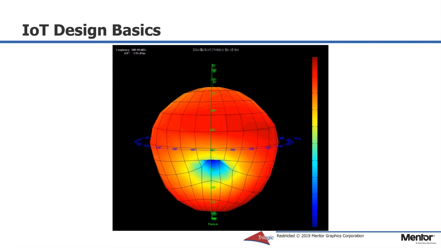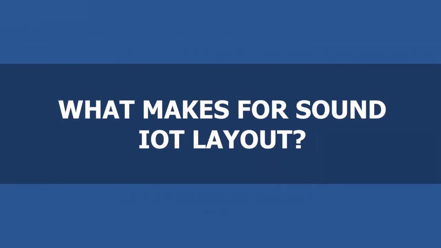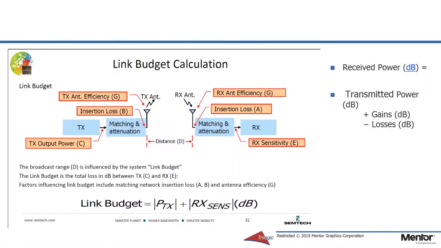So understanding how geometry affects how energy is distributed on an IoT device is helpful in achieving optimal performance for the end product and avoiding issues when certification comes. So what makes for a sound IoT layout? Let's look at the big picture first. Why do we need to pay attention to the way we lay out a radio that's connected to an antenna? What do we gain or lose?